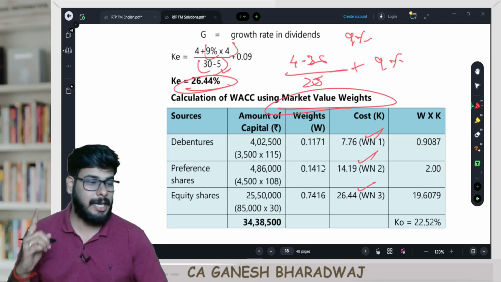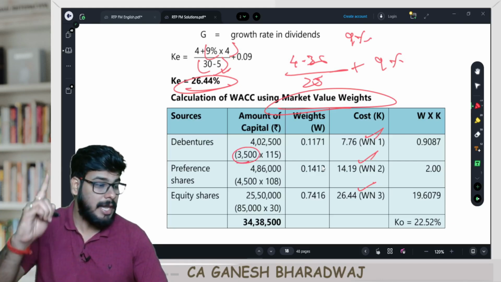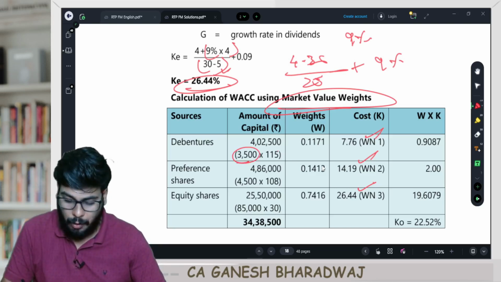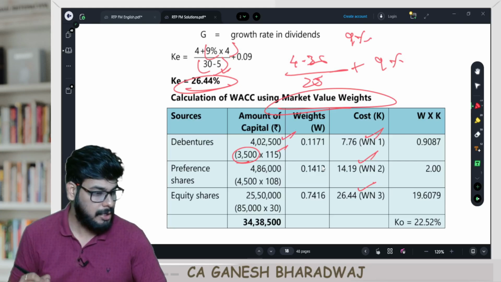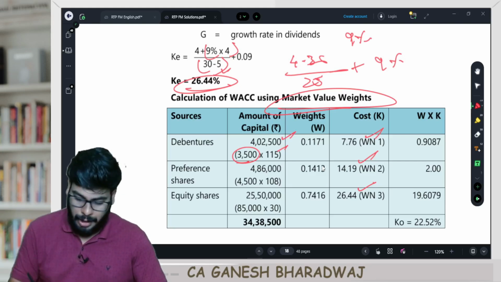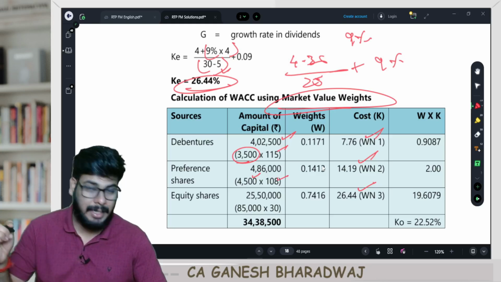Right, and every debenture has a par value, face value of 100. So totally there are 35,000 debentures, and for every debenture the current market value is how much? 115. You multiply the two, you get the value of debentures. Similarly, preference shares, 4,50,000 divided by 100. So 4,500 preference shares are there into 108. That is the current market price.